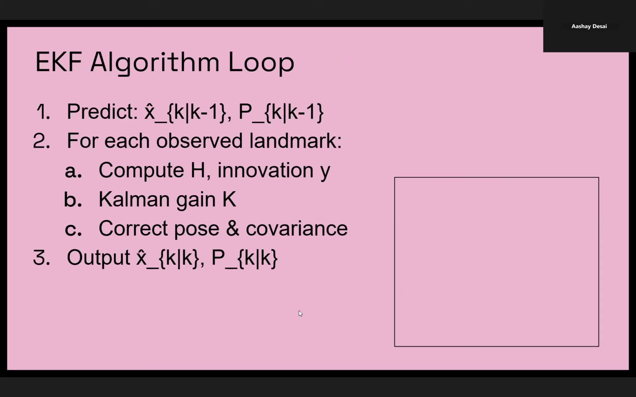Putting it all together, each cycle we predict the next pose and its covariance. Then, for each landmark in view, we compute its Jacobian, form the innovation, apply the Kalman gain, and correct both the mean and the covariance. The math is constant time per landmark, so the whole filter easily runs in real time on a Raspberry Pi.